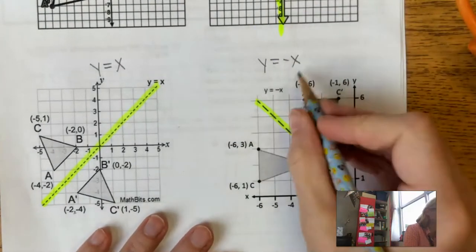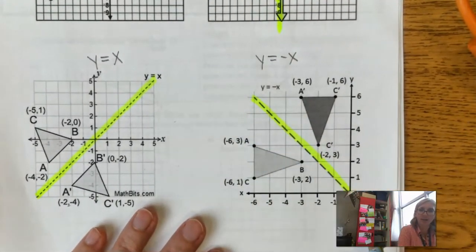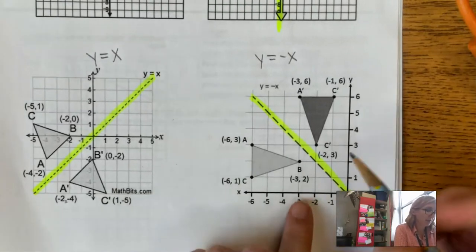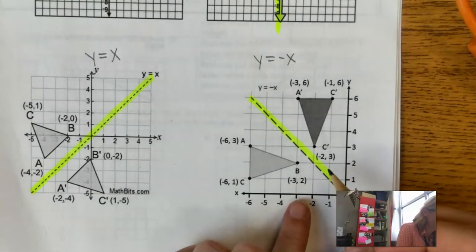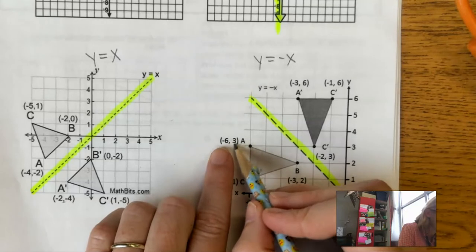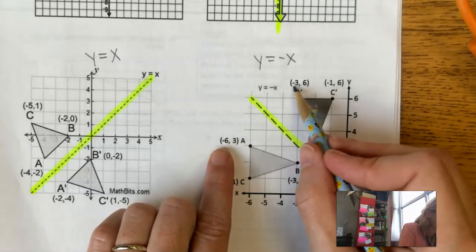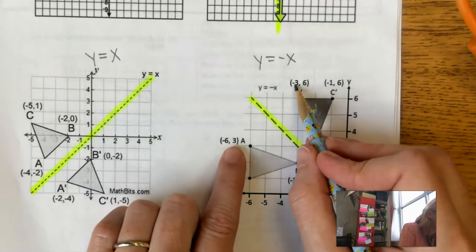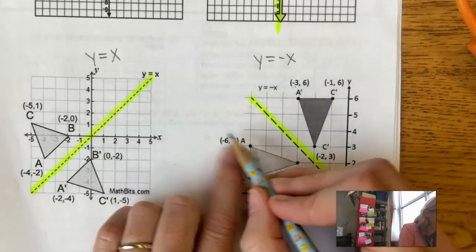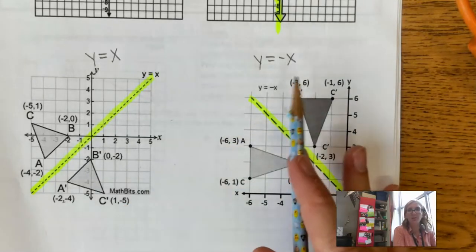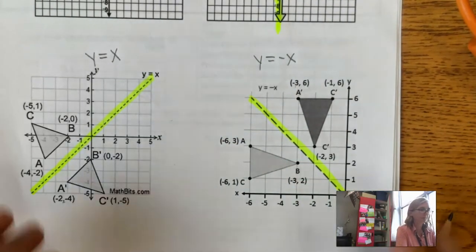Here, this line of reflection is y equals negative x. It's going down from left to right. You can see that we're switching. For instance, if you look at A, (-6, 3), we changed the signs of both of them. This 3 became negative, and the 6 became positive, and we switched their places. So you can see that we're applying that rule.